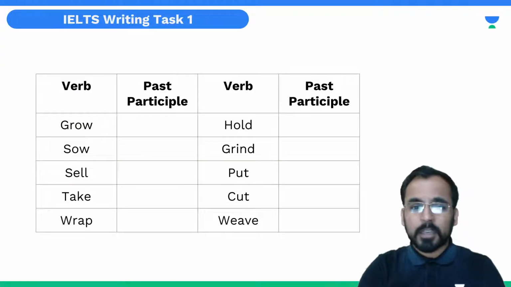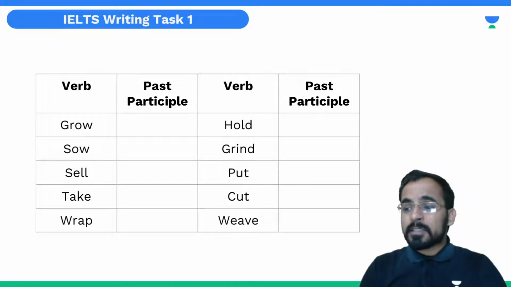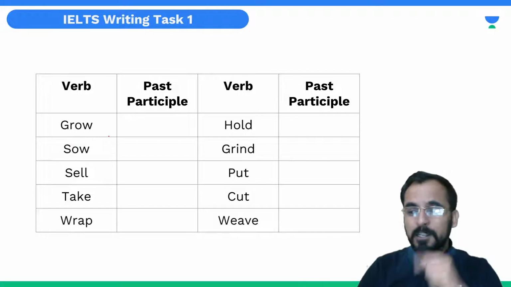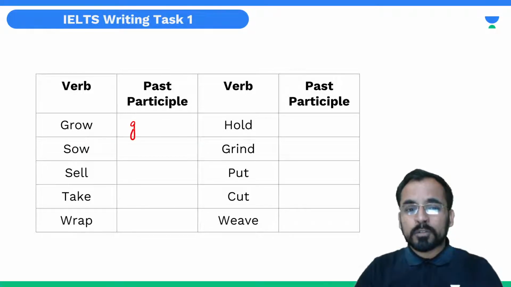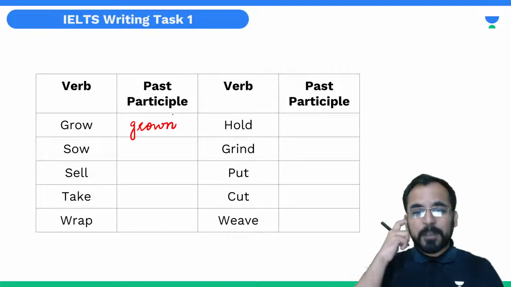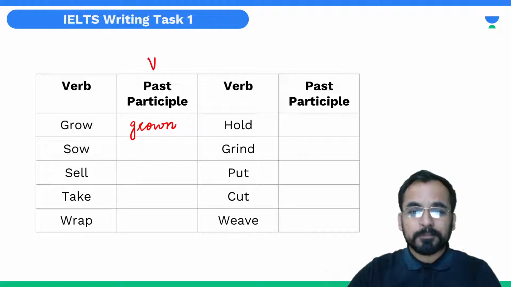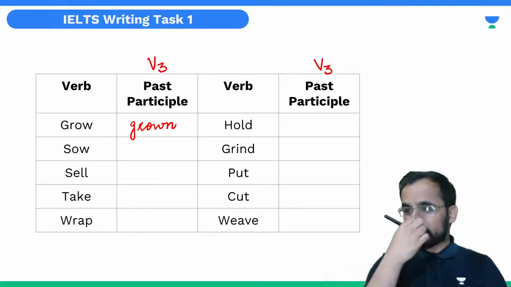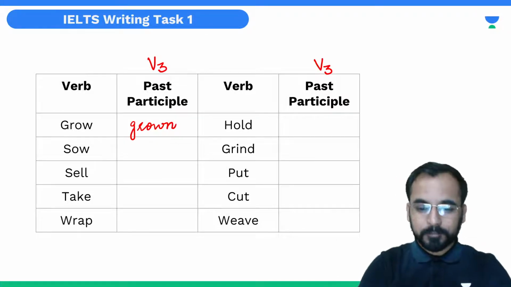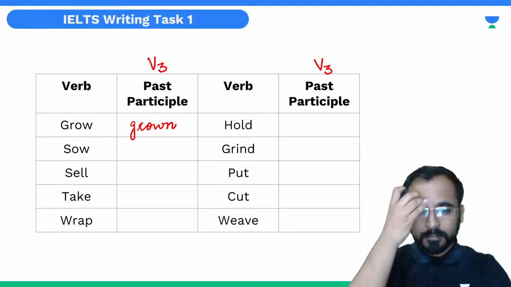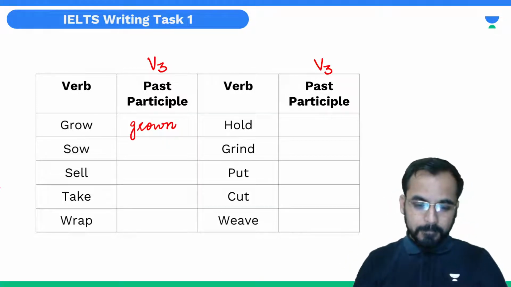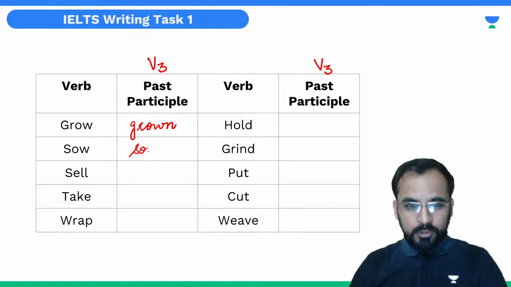Cool. Okay. Now I want you to tell me the third forms of these verbs, or actually the past participles. So can you tell me? I'll do the first one for you. Grow, grew, grown. So can you tell me for the other ones? The third form. What about so? So, sew, sewn, right? So, sew, sewn.